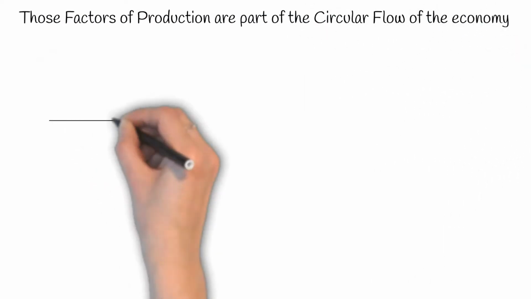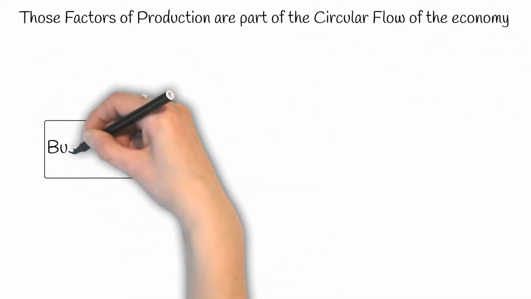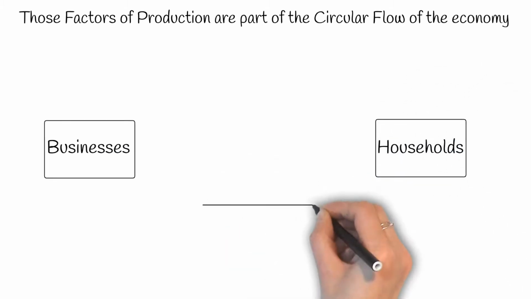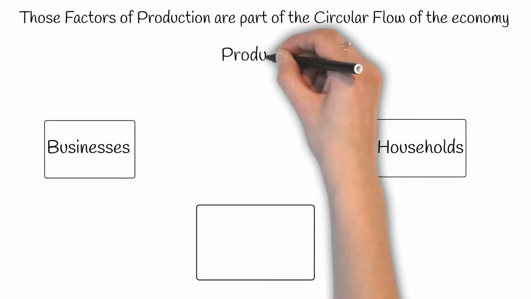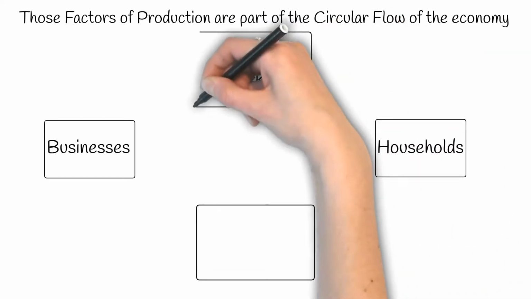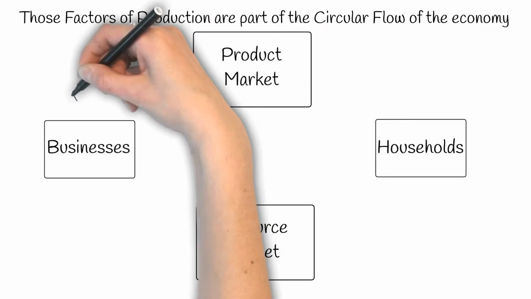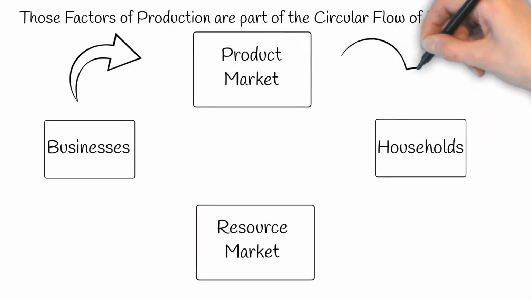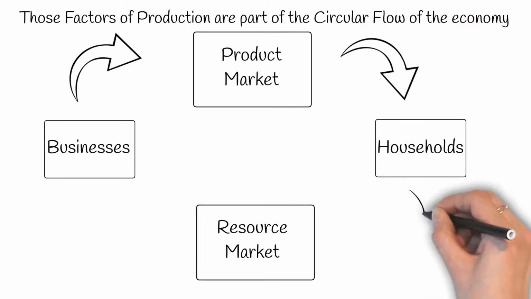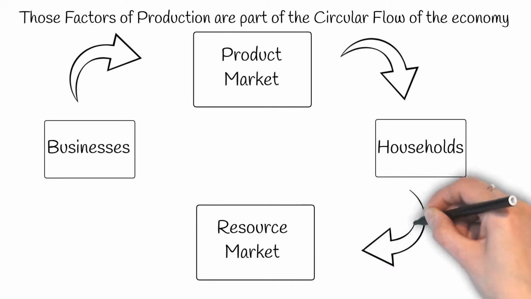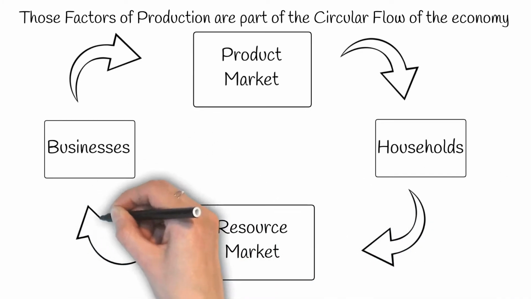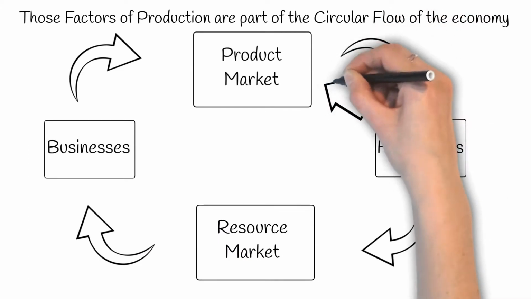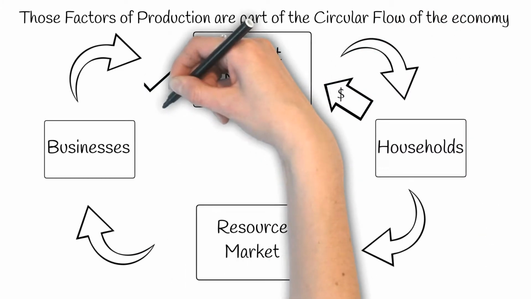The factors of production are part of the circular flow of the economy, a very important model in economics. In the circular flow model, you'll see businesses and households meet at the product market and the resource market. Businesses take their products to the product market where households buy them. Households take their resources, like their labor, to the resource market where they go to businesses. Money flows in the opposite direction.